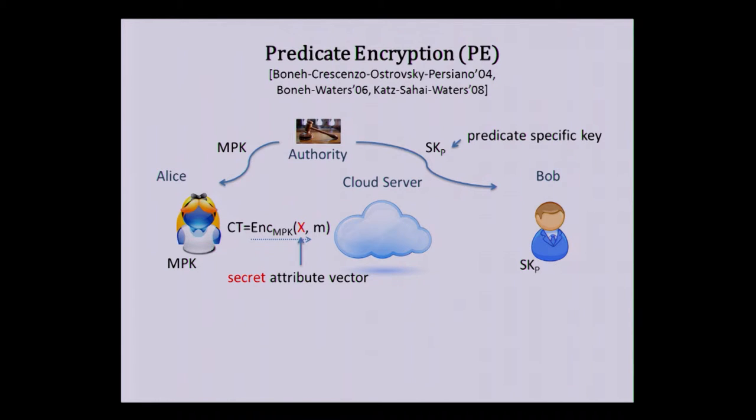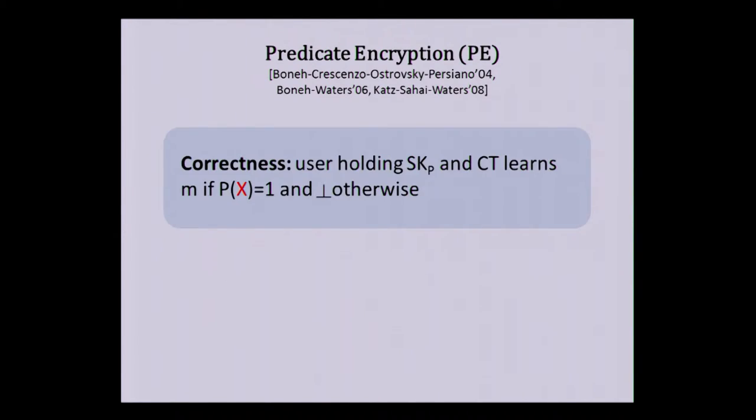Given the master public key, Alice can encrypt an arbitrary message M together with a secret attribute vector X and upload it to the cloud server. Any user can come in and download the ciphertext from the cloud server. The basic correctness property of predicate encryption says that a user holding a secret key with respect to a predicate P and a ciphertext learns the message M if the predicate evaluated on the attribute vector is equal to 1, and learns nothing otherwise.